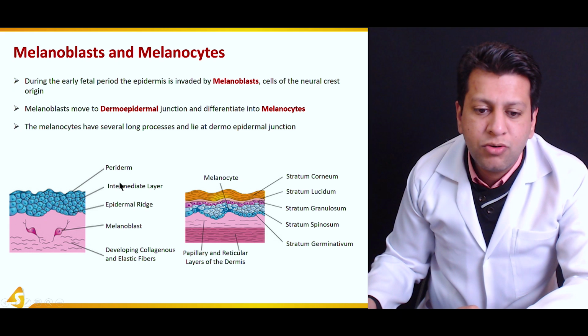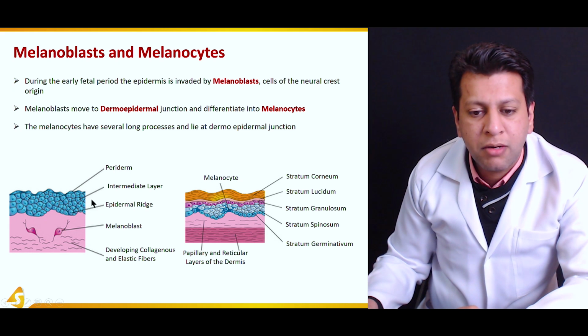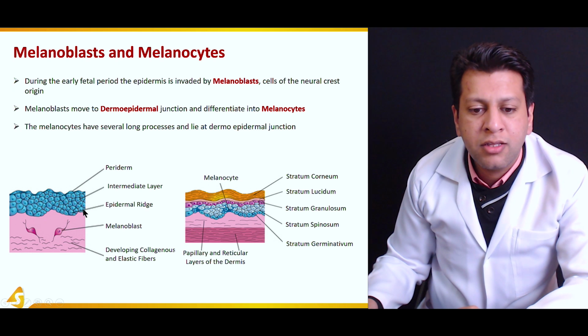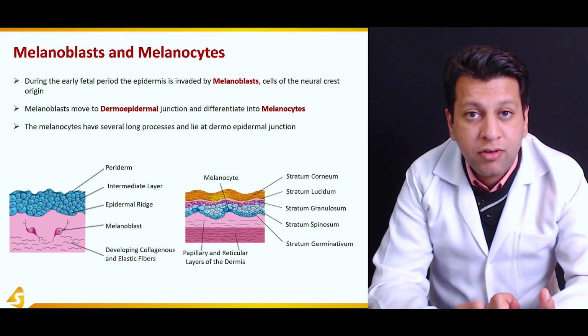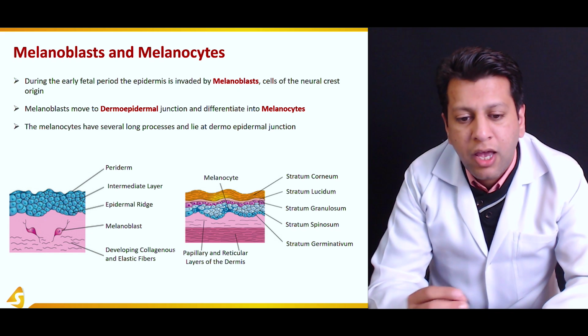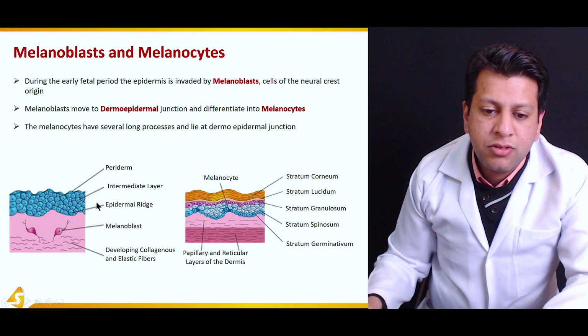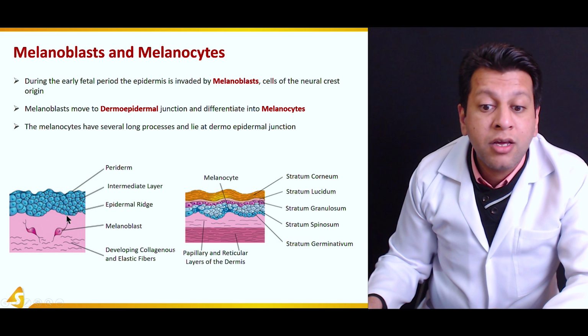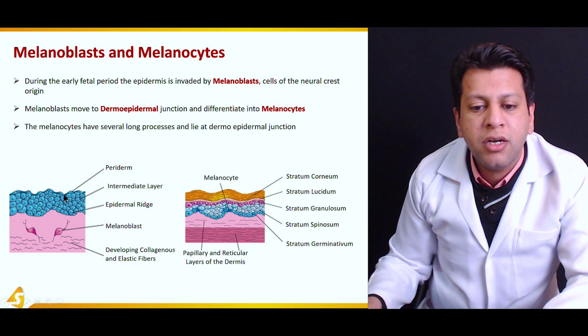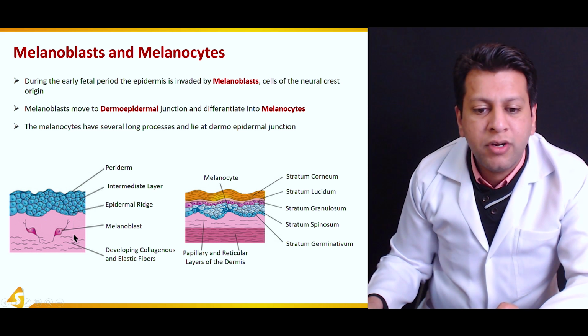If you see these two diagrams, this is the diagram at the 11th week, where there is a periderm, there is an intermediate layer, and there is the basal layer. Now this basal layer is derived from the germinative layer of the epiderm, and as it is dividing, this results in an intermediate layer and an outermost layer called the periderm. Now this is all happening inside the fetus.